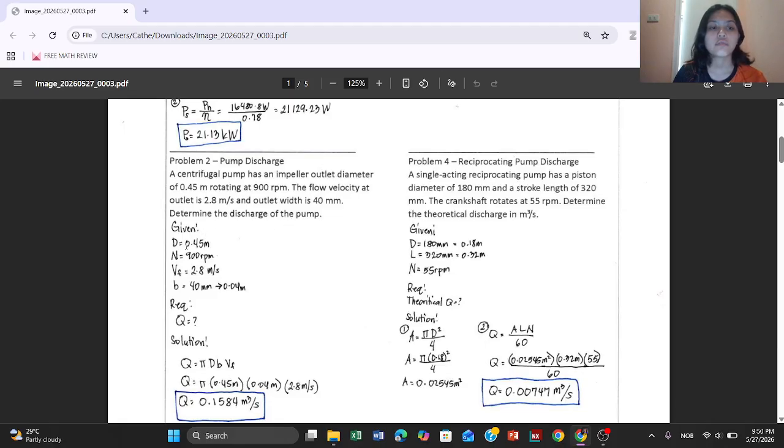So we have the given diameter of the outlet, which is 0.45 meters, the speed of 900 RPM, the flow velocity of 2.8 meter per second, and the width is 40 mm, which is 0.04 meters. The required is the discharge of the pump. For the solution, the formula is pi times the diameter times the width times the flow velocity, which gives 0.1584 cubic meter per second.